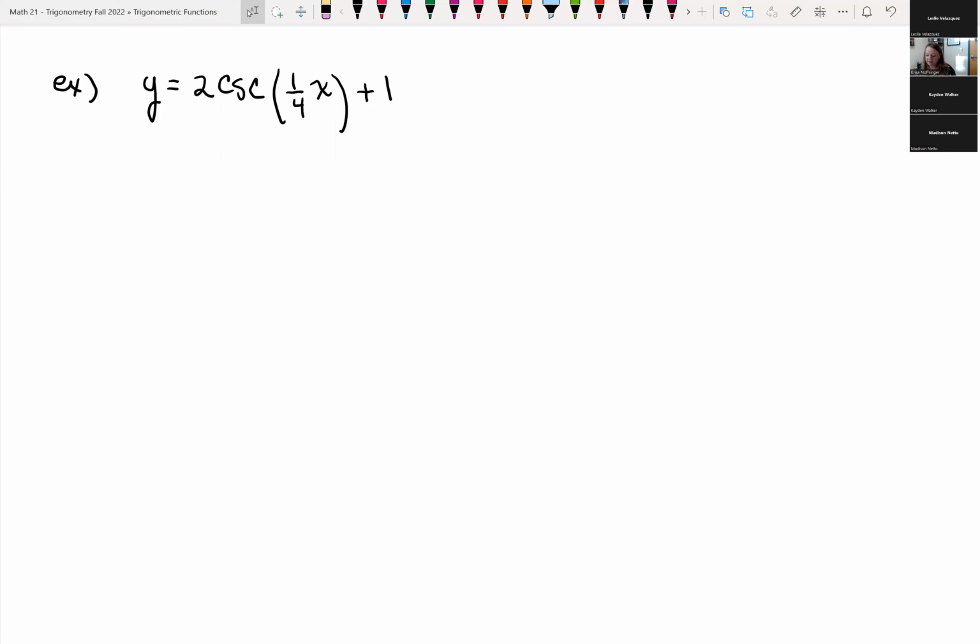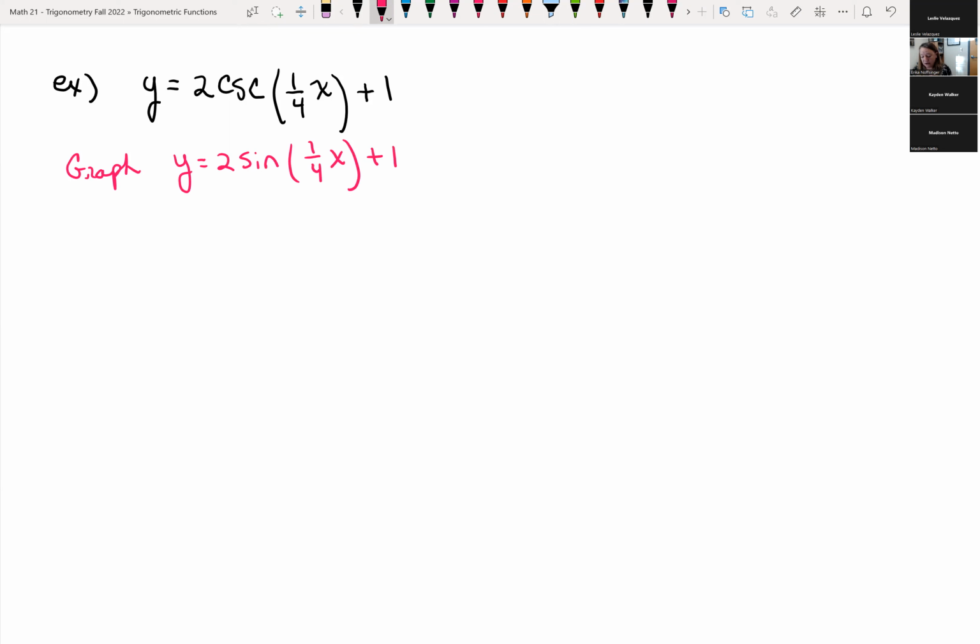Okay, so looking at the following, we have y is equal to 2 cosecant of 1/4 x plus 1. Let's graph this. But before we graph this, let's graph the reciprocal function of cosecant x, and that's going to be, we're going to want to graph y equals 2 sine of 1/4 x plus 1.